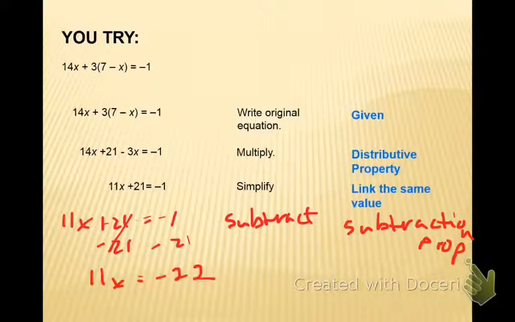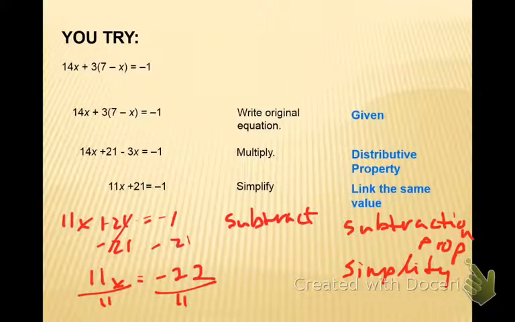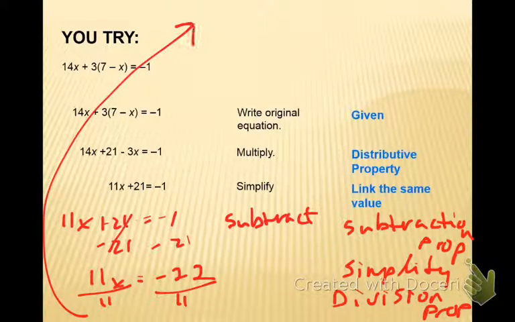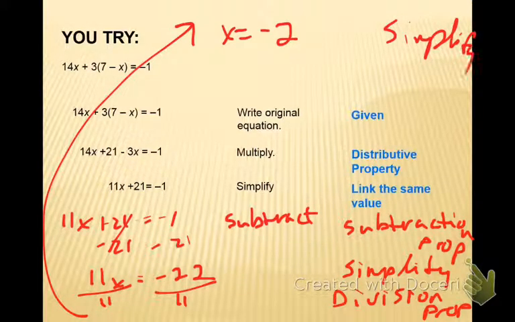11x equals negative 22, and this is our simplify step. And then the division property, and I'm going to stop with the middle column at this point, says we can divide both sides by 11. Then, running out of room here, up here we're going to come down and say that x equals negative 2, and that's because we simplified. So that's what that proof should look like.